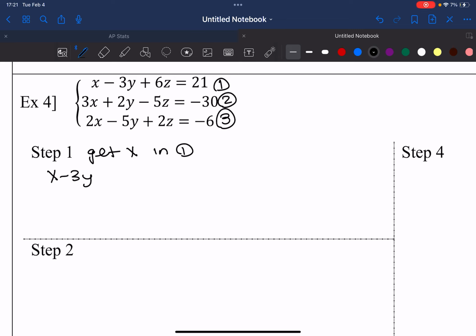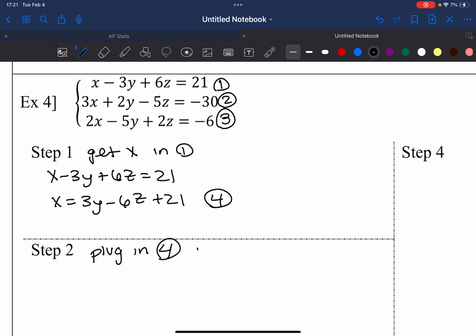x minus 3y plus 6z is equal to 21. x is equal to 3y minus 6z plus 21. That's equation 4. Now I'm going to take that equation 4 and I'm going to plug it into 2 and 3 because I already used 1, so I'm going to plug it into 2 and 3. So plug in 4 into 2.